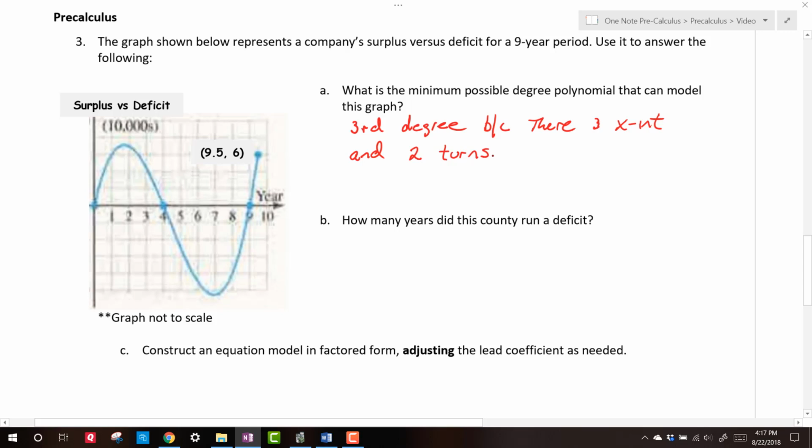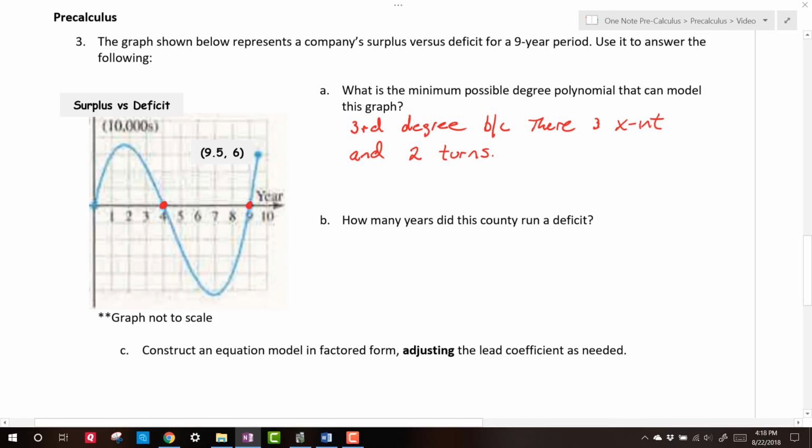All right, how many years did the country run a deficit? What this is really asking is, where is this graph below what you would consider to be the x-axis? All right, so as I look below, you can see this point at 4 and this point at 9. Those points are on the x-axis, which means in those years there's 0 deficit, 0 surplus. The deficit, if you don't know what a deficit is, a surplus is when you have more of something, and a deficit is when you are short of something. All right, so when we're talking about money, when we're making a profit versus not making a profit.